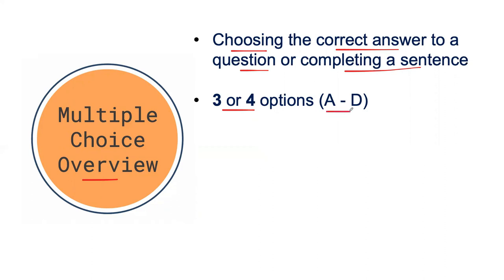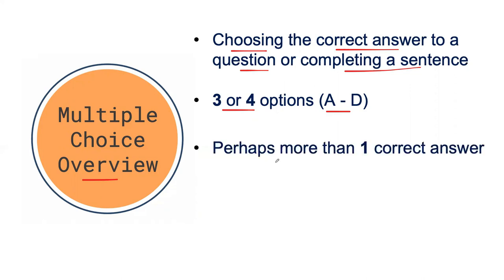And basically you'll have either a question or a sentence that is incomplete, and you'll have to choose between these options for the correct answer. In some cases, there may be more than one correct answer. Now, it's quite typical just to have one correct answer, but don't be surprised if you come across the multiple choice question that has more than one correct answer. In this case, just make sure you read your directions well and you know what to look out for.